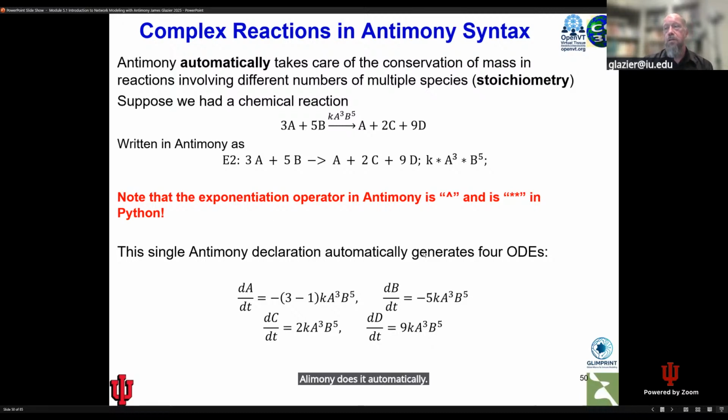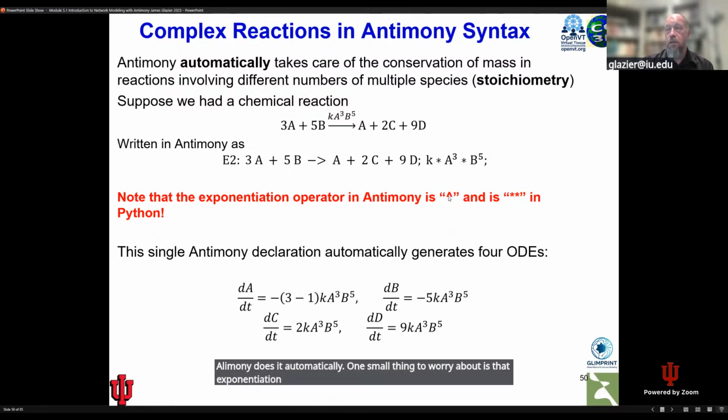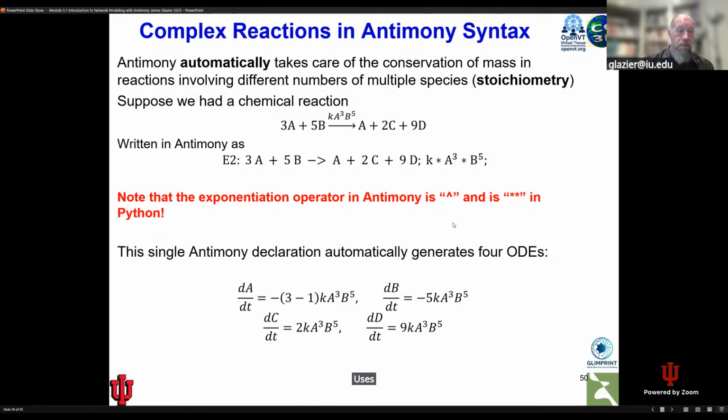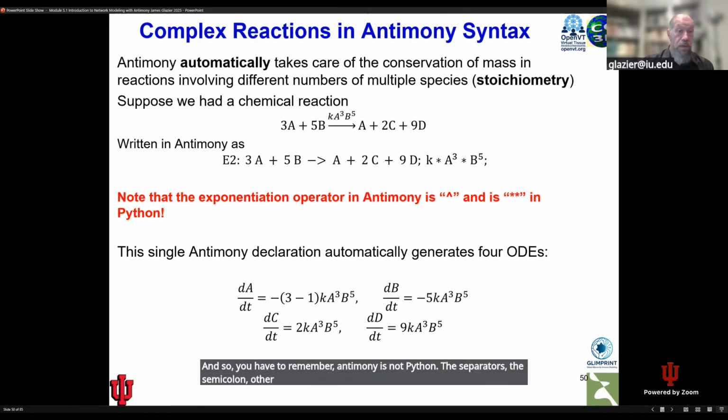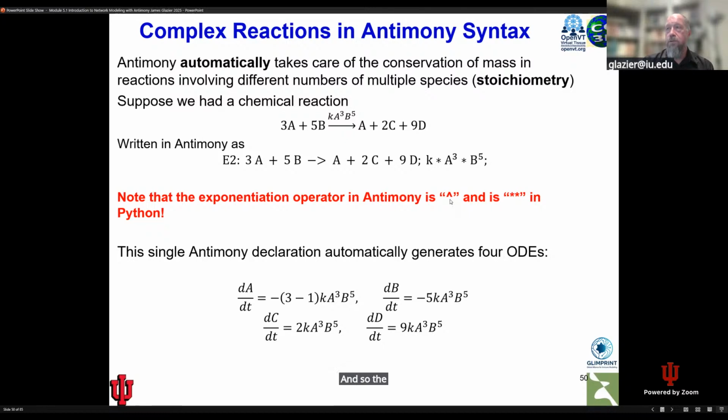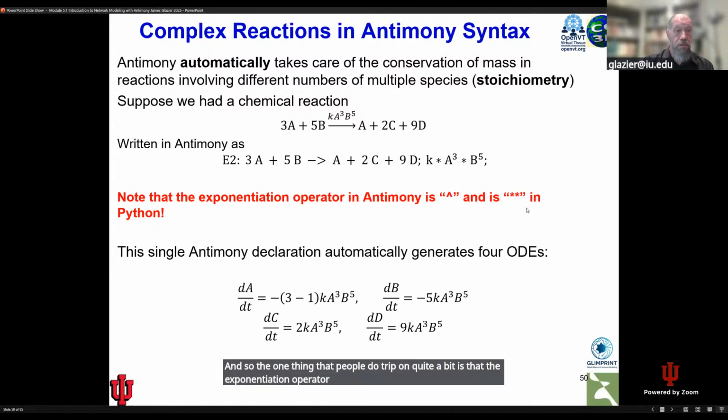One small thing to worry about is that exponentiation in Antimony uses the up caret, and of course in Python, it's the star star. And so you have to remember Antimony is not Python. The separators, the semicolon, other things. Indentation doesn't matter in Antimony. And so the one thing that people do trip on quite a bit is that the exponentiation operator is different. So you have to remember exponentiation is up caret.